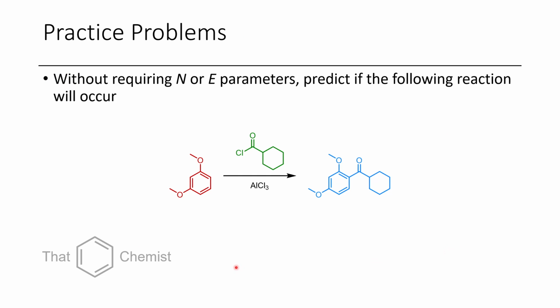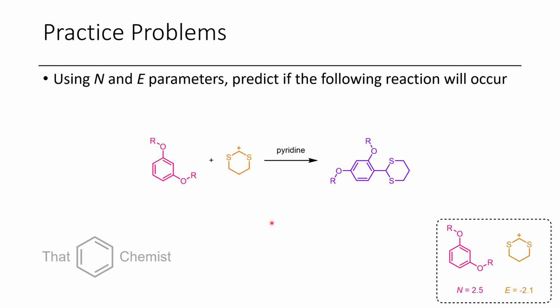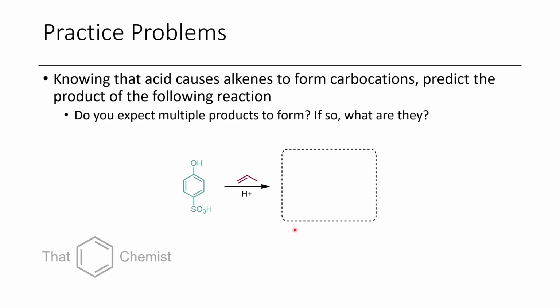So with that, I'd like to assign a few different practice problems. First, predict whether or not you think the following reaction would occur without needing any N or E parameters, just based on what we've been talking about so far. In the next problem, using N and E parameters, predict whether or not the following reaction would occur. And so I've given you the N and the E parameters here. In this final problem, I'd like you to show what product or products would form in the following reaction between this phenol with this alkene in the presence of acid. This is actually used to make propofol.